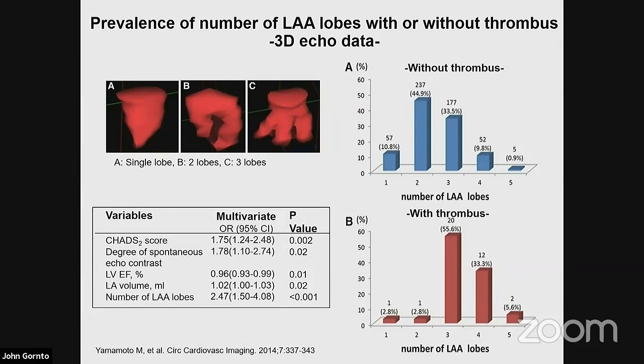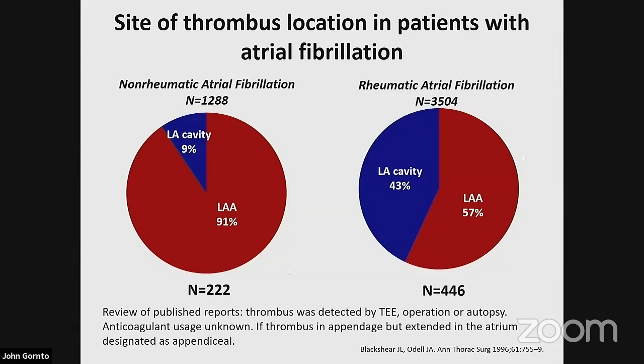Now, it really makes a difference whether you have non-rheumatic atrial fibrillation or rheumatic atrial fibrillation. Where does that thrombus lie? The thrombus lies in the left atrial appendage in the non-rheumatic. Very few are in the left atrium, the cavity itself. Whereas in the valvular case, it's almost 50-50. That is left atrial appendage, about 57%, and 43% in the left atrial cavity.